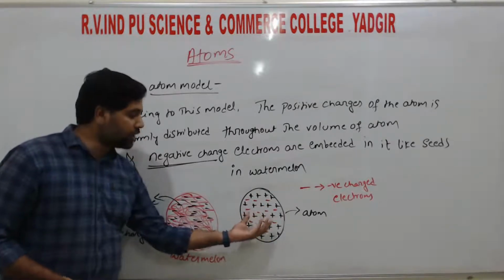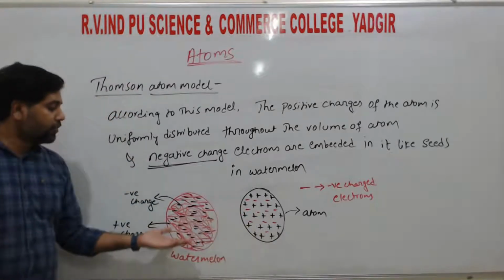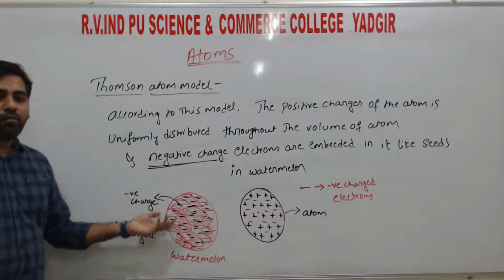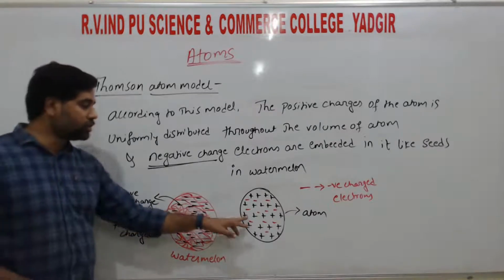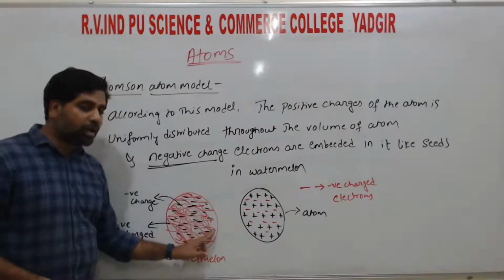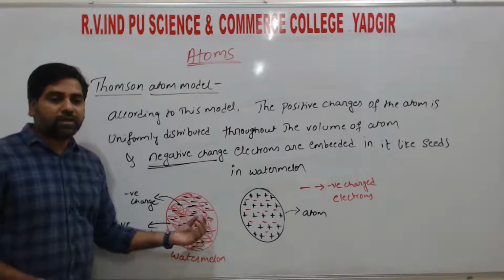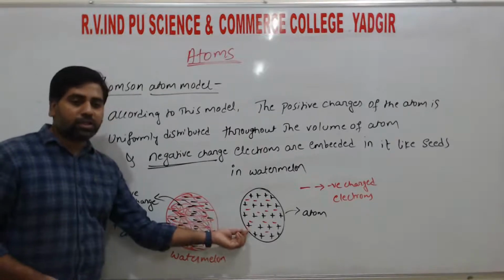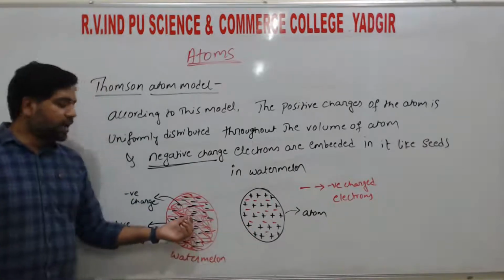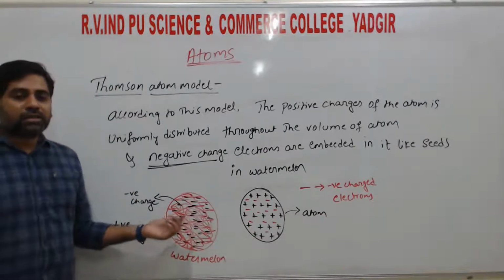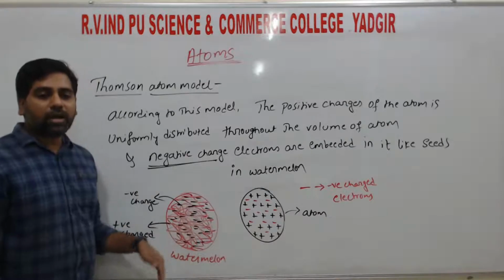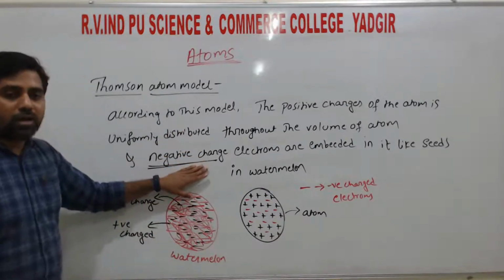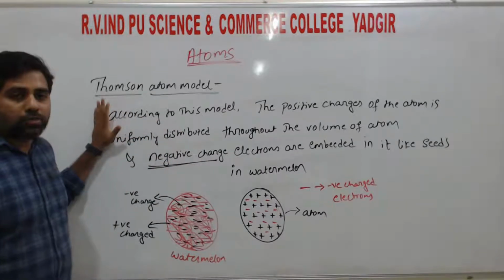So those electrons, he compared with the seeds present in the watermelon fruit. The positive charges he compared with the edible part, which we are eating, the red color part. That part he compared to the positive charges, and the negative part is compared to the seeds present in the watermelon fruit. Right? So this is the first atom model given by Thomson.